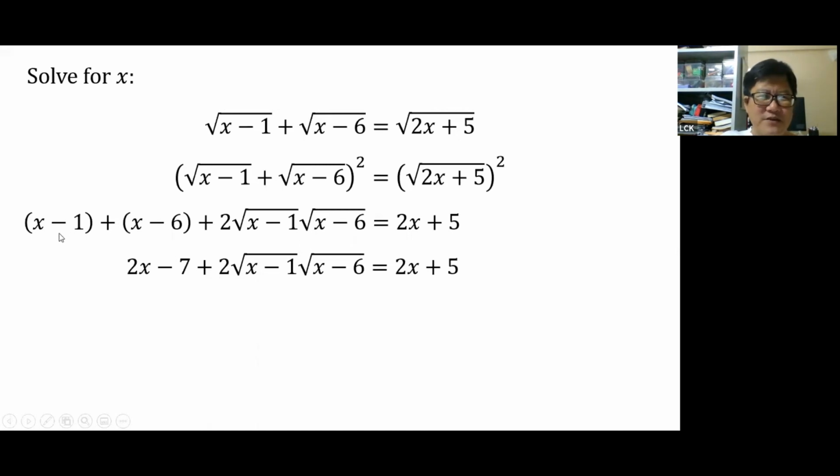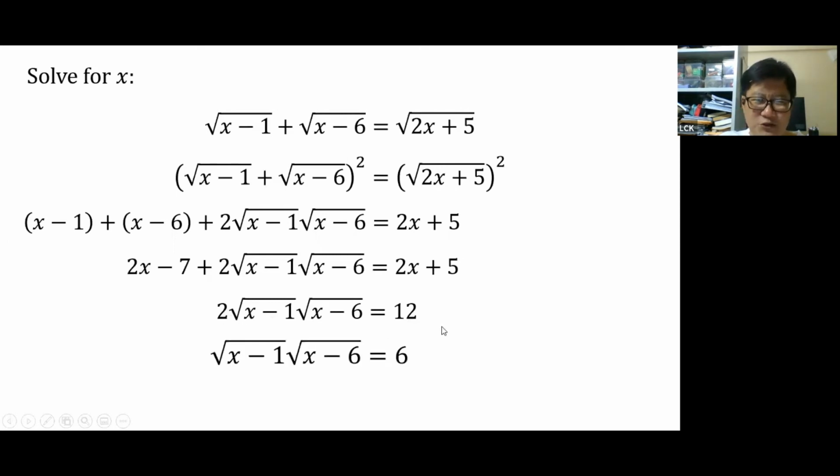So here, simplify this: x plus x is 2x, minus 1 minus 6 is minus 7. So you have 2x on the left and 2x on the right, and it cancels out. When you bring the minus 7 over here, you get a plus 7, and 5 plus 7 is 12. So this one remains 2. Now what you do here is just divide both sides by 2. You eliminate this 2 by dividing both sides by 2, and what you get is square root of x minus 1 times square root of x minus 6 equals 6.